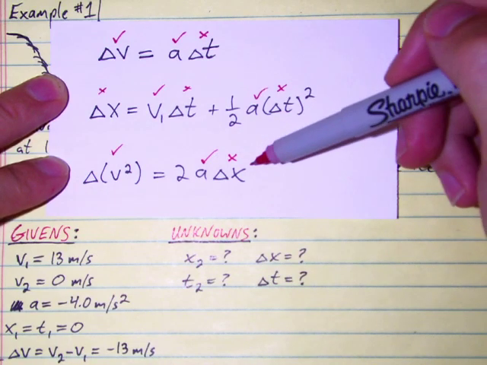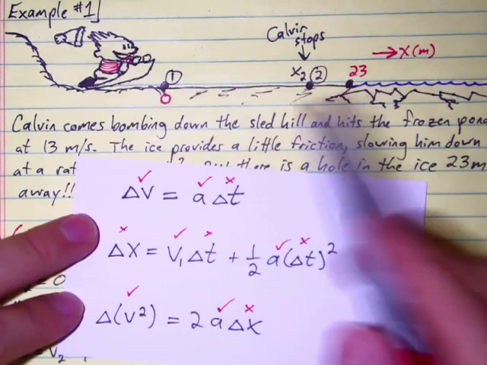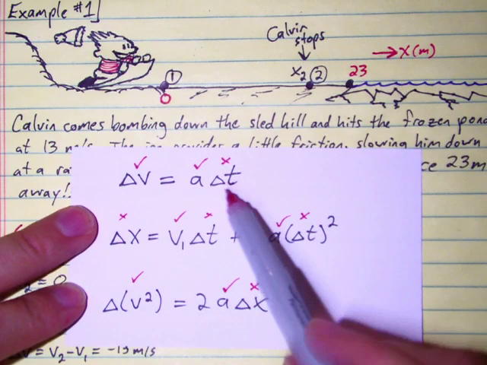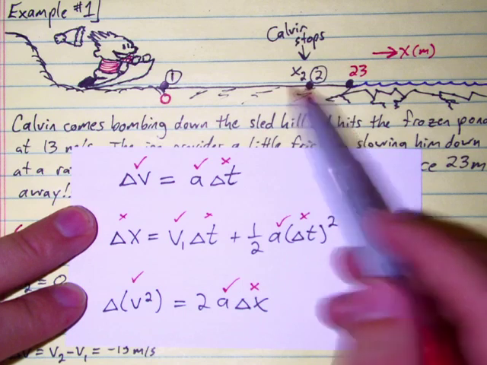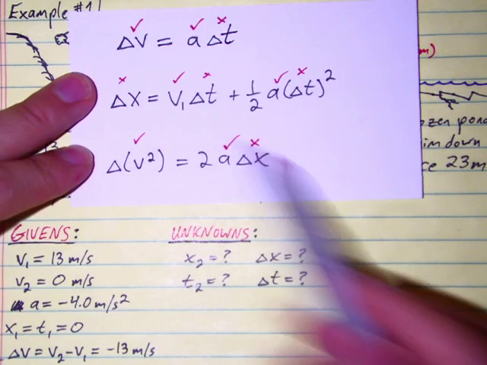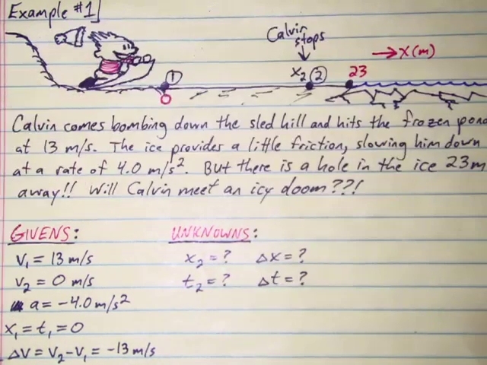Which one are we going to pick? Well, what do we want to know most? Do we care how long it takes him to slow down? Not really. We just care where he stops. So we would like to know delta x. We would like to solve this equation right here. So we'll pick this one.